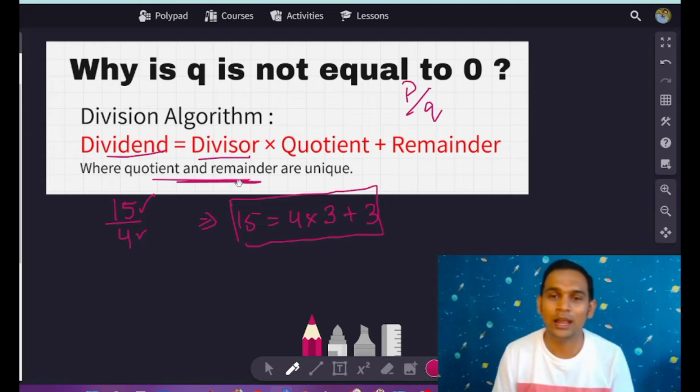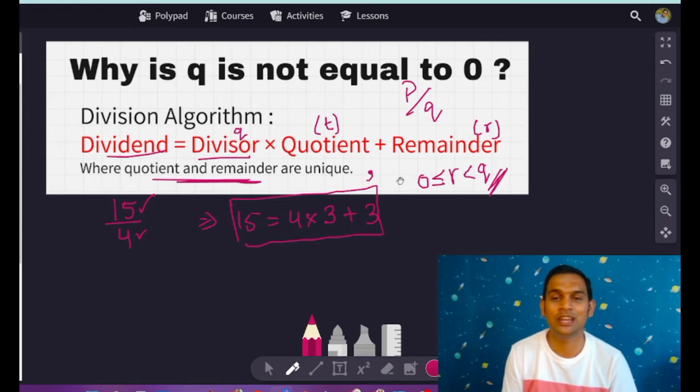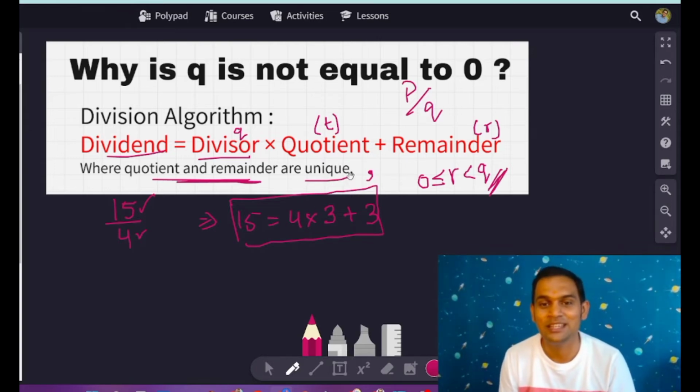So to make it more appropriate, we introduce one more part to it. Let's call the remainder R, and the quotient we will represent as T, since we already have the divisor represented by Q. So we introduce one more criterion over here: R is greater than or equal to 0, and it is always less than the divisor. When we have these two statements, we are 100% sure that this is unique.